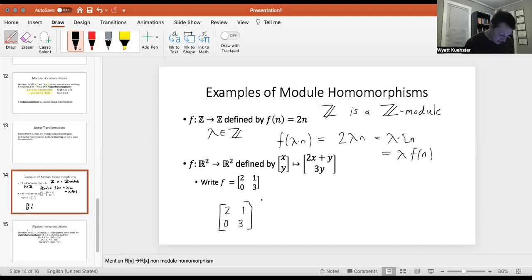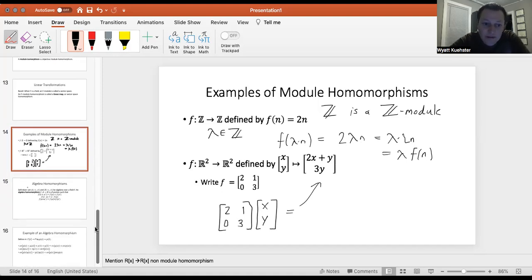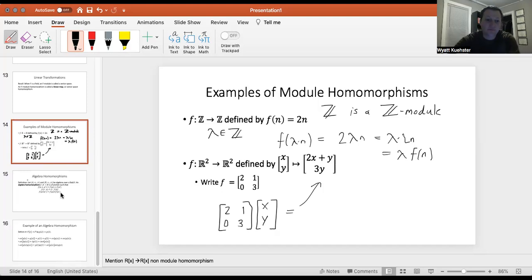It does this: the matrix 2, 1, 0, 3 multiplied by (x, y) gives you this thing, 2x plus y in the first entry, and 3y in the second entry. And every linear map between R2 and R2 is represented by some matrix like this. And every matrix like this gives you a linear map. So they're very similar concepts. I think we'll go into that a little bit more later as well, but I wanted to remark on it now.